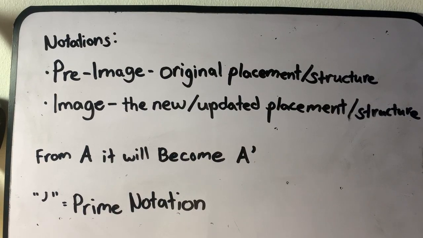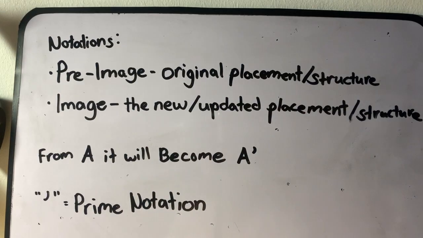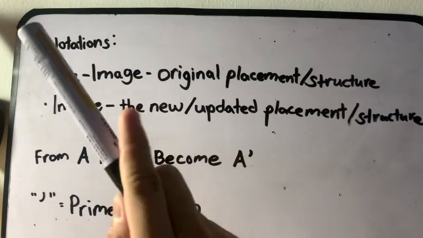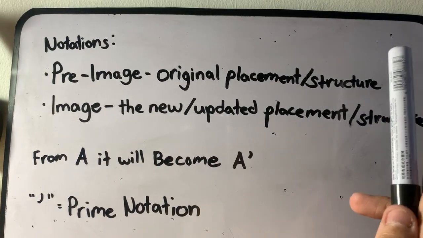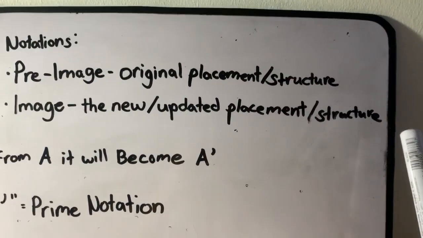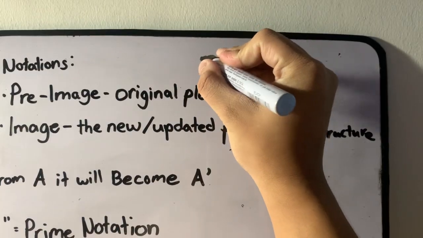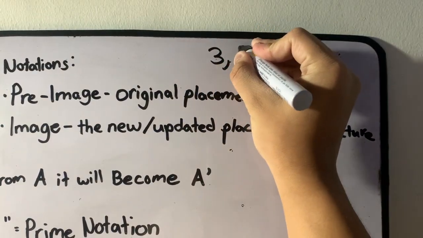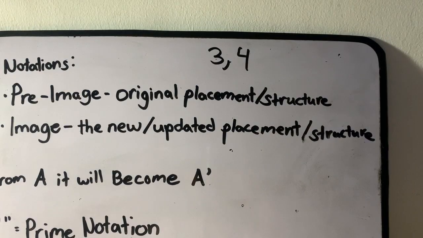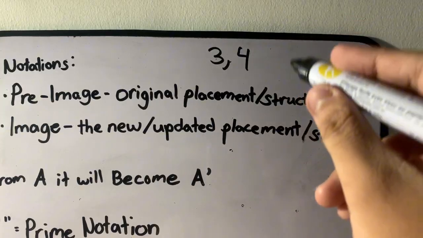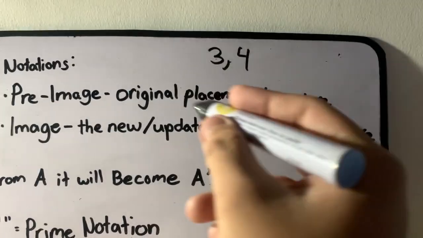So we have the notations. We have two types: the pre-image and the image. What's the difference between the two? The pre-image, from the word pre, means the before. This is the original placement or structure of a polygon. For example, if we put it on a coordinate, we'll say 3, 4. That will be our pre-image because this is our original placement or structure of a polygon or its coordinate.